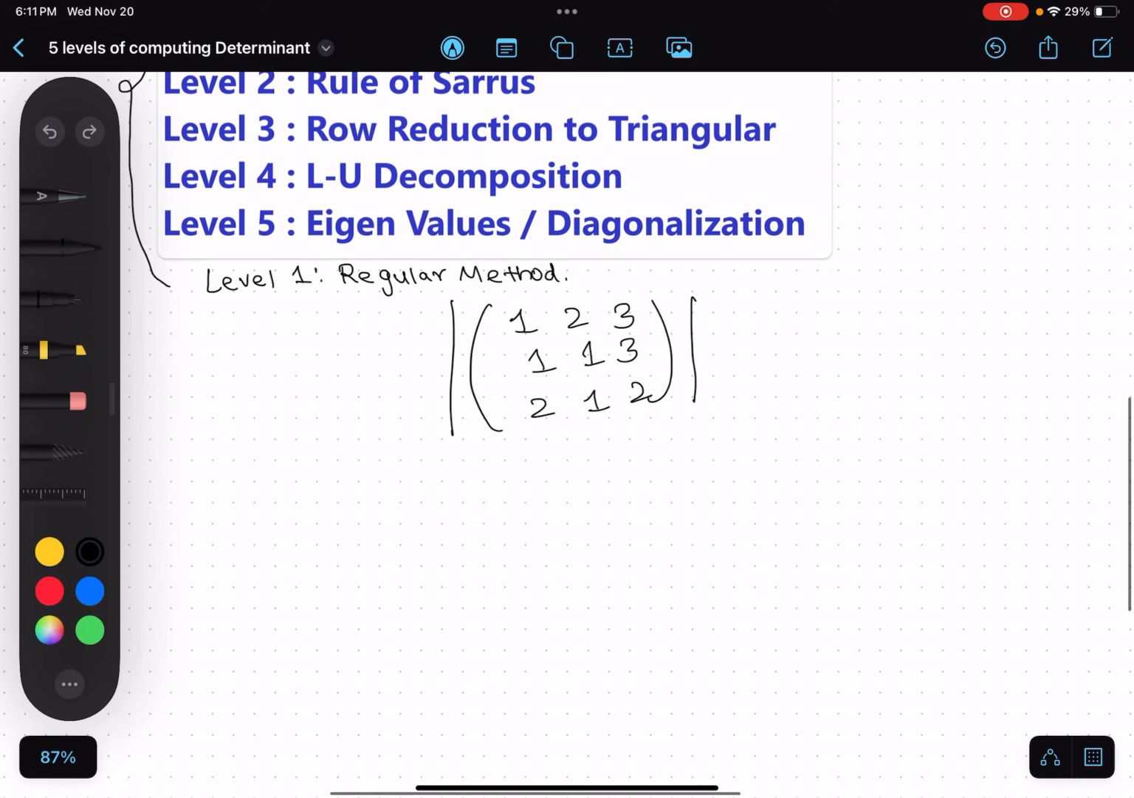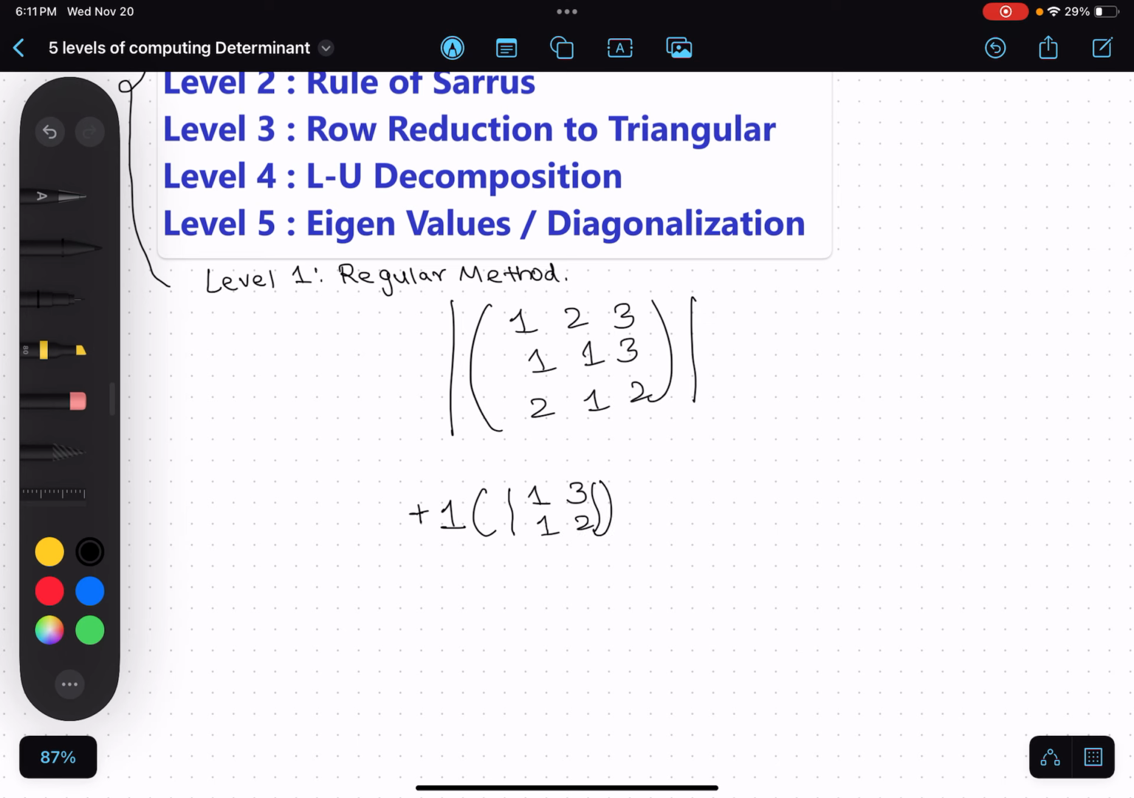So first of all, we will just have this first number. I can do it with any row, doesn't matter. Let me do it with the first row for now. So I will start with the first element of the first row, 1, and this has plus sign. And now with this 1, I will just exclude the row and column where there's 1, and then find the determinant of the remaining 2 by 2 matrix: determinant of 1 3, 1 2.